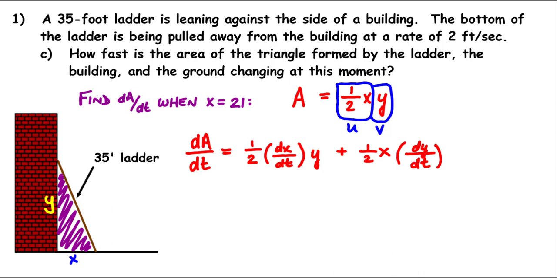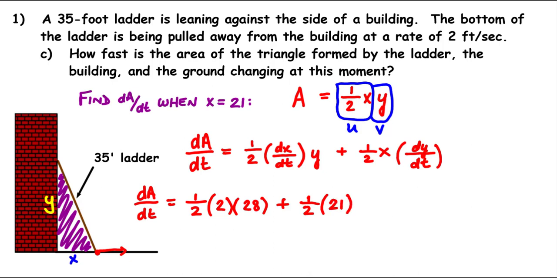Okay, the derivative has been taken, so now it's time to plug things in. So starting over here, we've got dA/dt, which we do not know. 1/2, that's never going to change. dx/dt, it's been 2 forever, it still is. That's how fast the bottom of the ladder is being pulled away from the building. Y is 28. Remember that from parts A and B. That's the 3, 4, 5 triangle. Plus 1/2 x. X is still 21. That has not changed. And dy/dt, we figured that already in an earlier part of the problem.